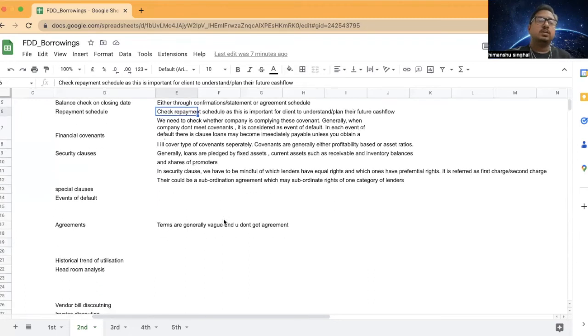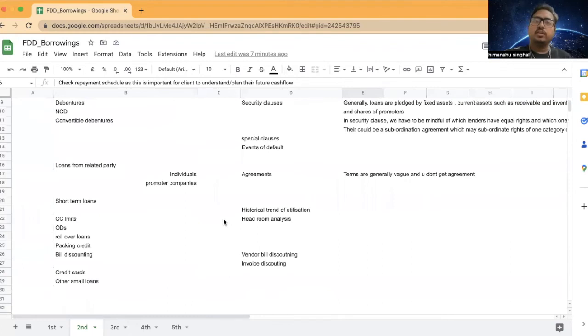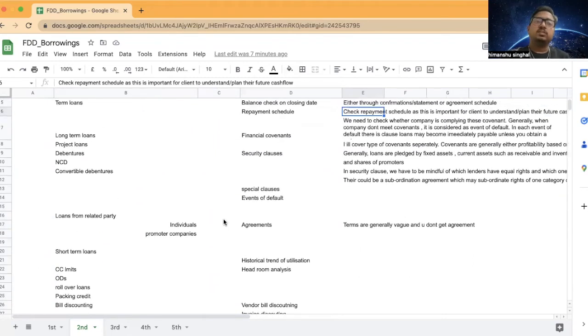Now let's talk about short-term loans. What are you really required to do in that? All the points that are relevant for term loans are applicable for short-term loans. Just in summary form, you tell the balance checked on closing date. The repayment, obviously, in short-term loans will be in the near future. Then the financial covenants, security clauses, and event of default.